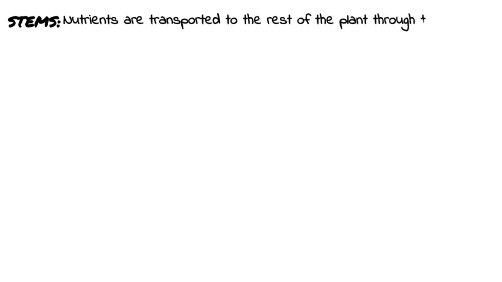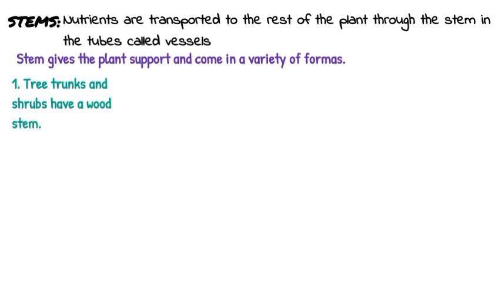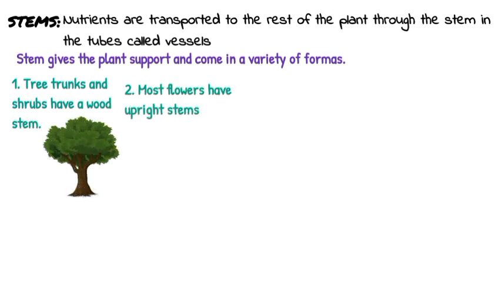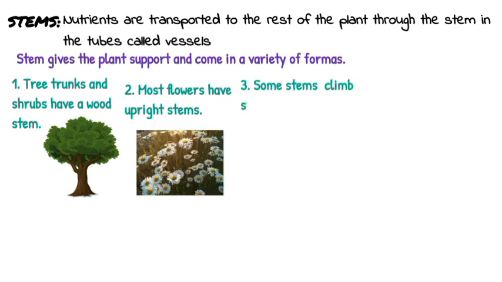Stems. Nutrients are transported to the rest of the plant through the stem in the tubes called vessels. Stem gives the plant support and come in a variety of forms. Tree trunks and shrubs have a wood stem. Most flowers have upright stems. Some stems climb, such as vines.